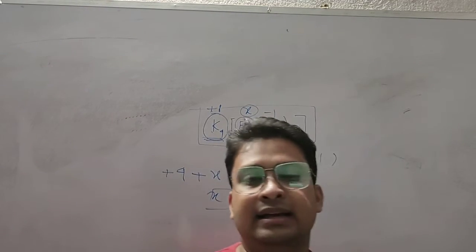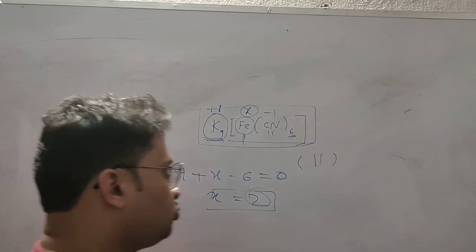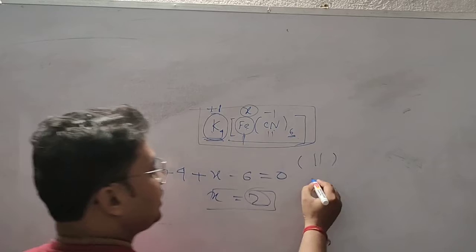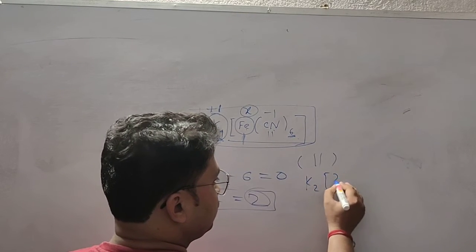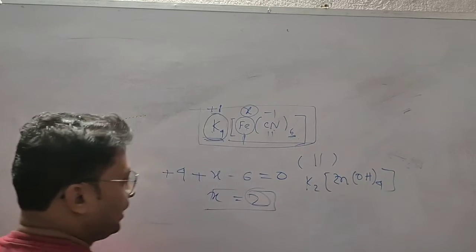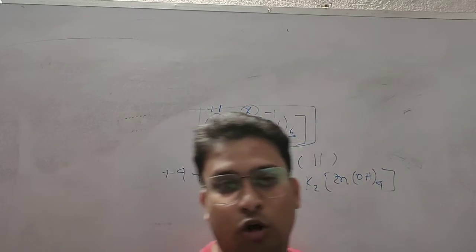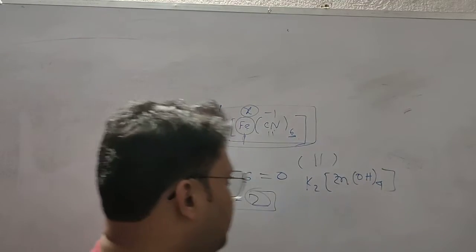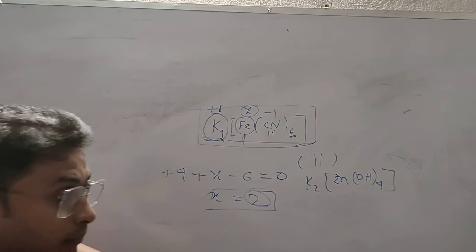Potassium hexacyanidoferrate(II). Now we have taken another example, K2[Zn(OH)4]. This is also a good example of a coordination compound. What is the name of this beautiful coordination compound?